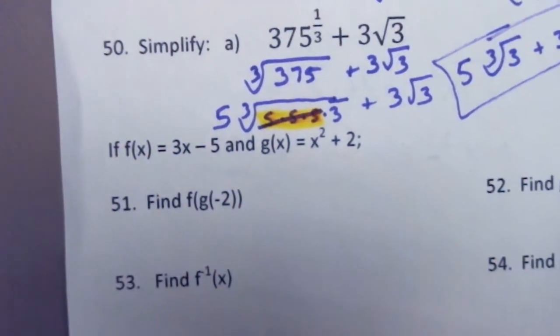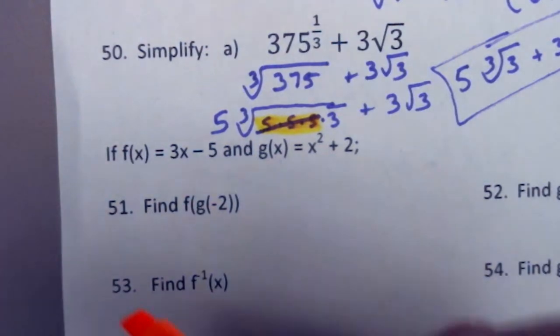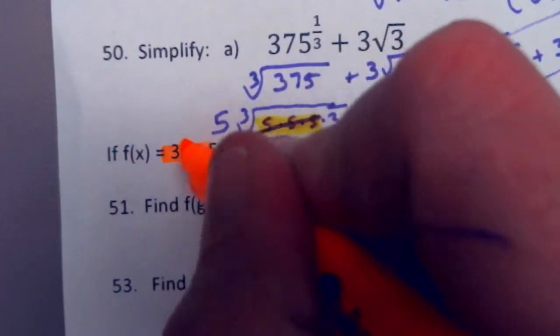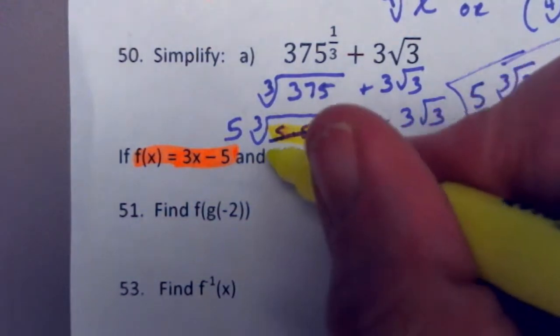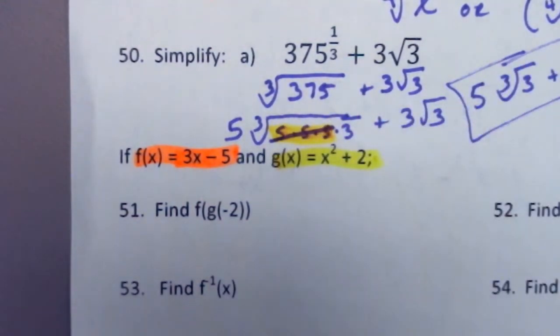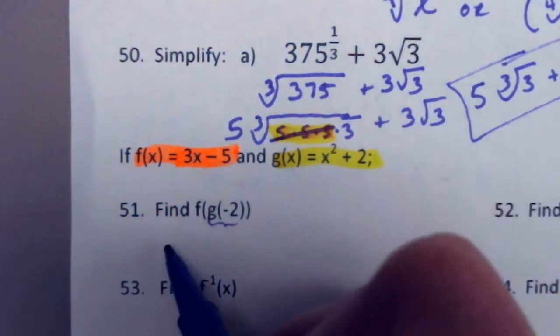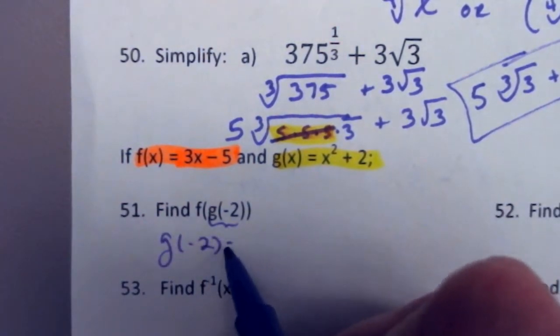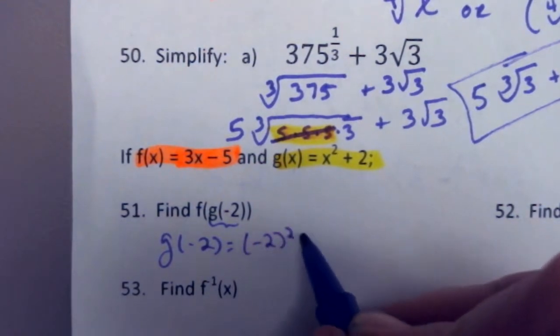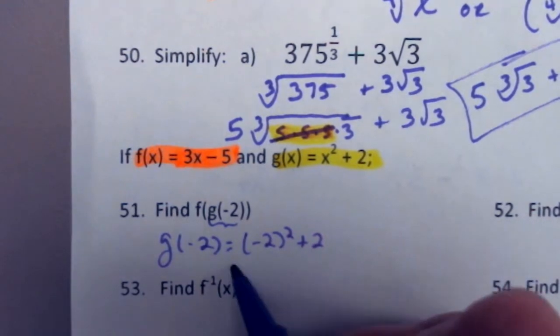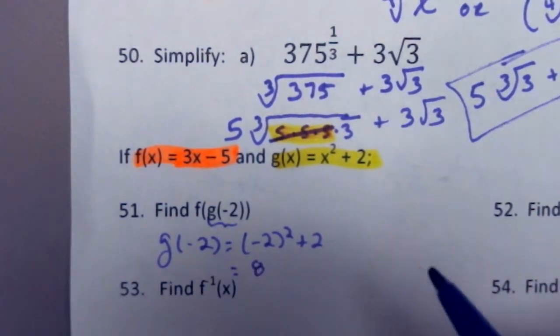But the first thing you have to know is for 51 through 54 is that they give you the functions up here in the instructions. f of x is 3x minus 5, and g of x is x squared plus 2. So for the first problem, 51, find f of g of negative 2. Well, this is going to be two steps. First, we're going to find what g of negative 2 is. So we look at the g function, put in negative 2 for x. So negative 2 squared plus 2. Negative 2 squared is 4, plus 2 gives you 6.